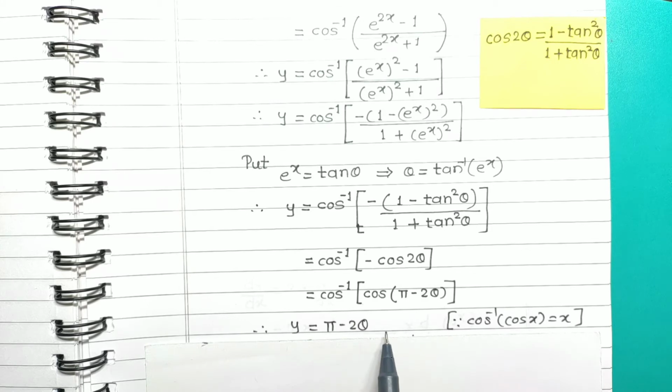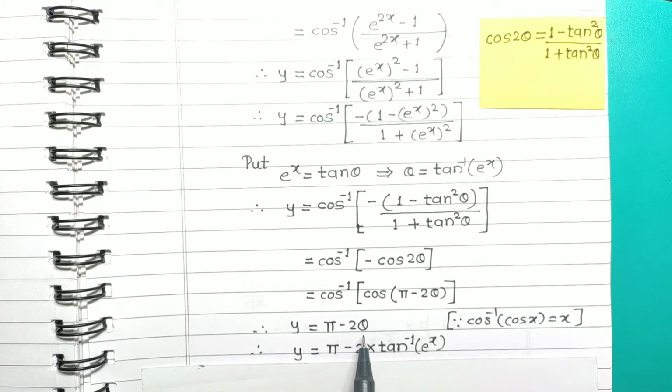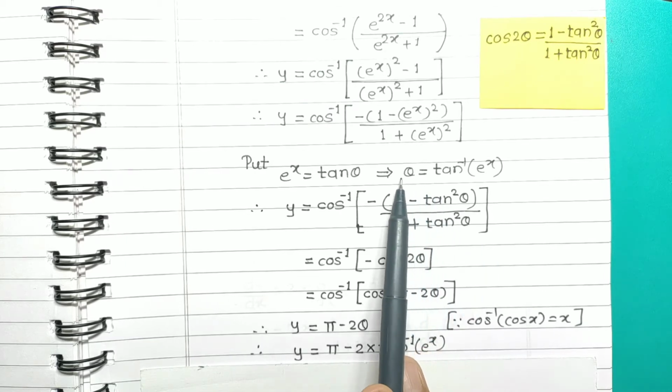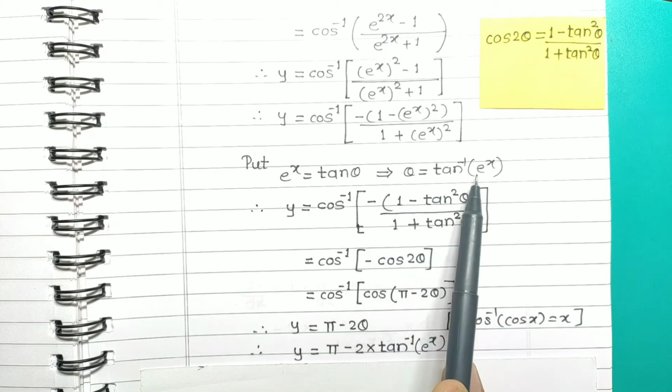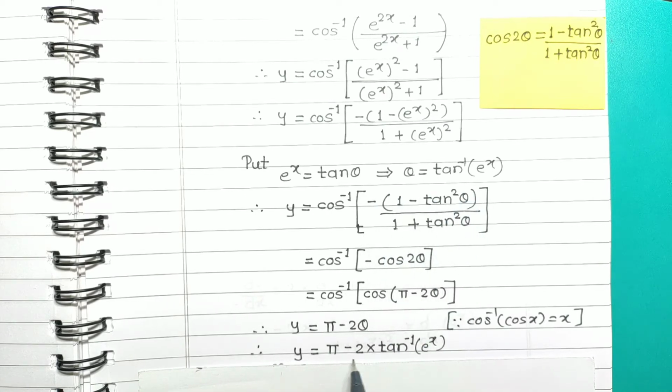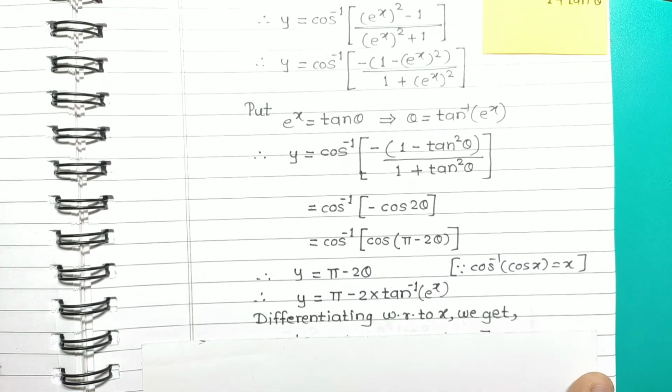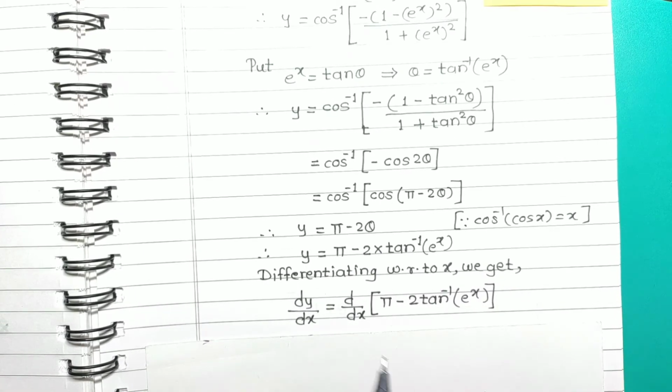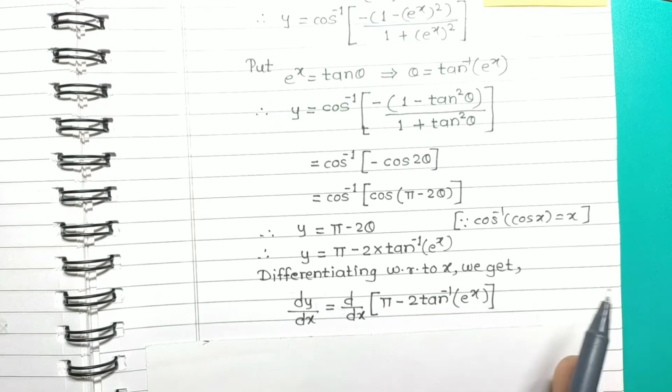y is equal to pi minus 2 theta, and replacing theta at this step we have y is equal to pi minus 2 into tan inverse of e raised to x. I have replaced this theta with this value, I have written already. So we have y is equal to pi minus 2 into tan inverse of e raised to x. Now here we can differentiate this function easily. So differentiating with respect to x, we get dy by dx is equal to d by dx of pi minus 2 tan inverse of e raised to x.